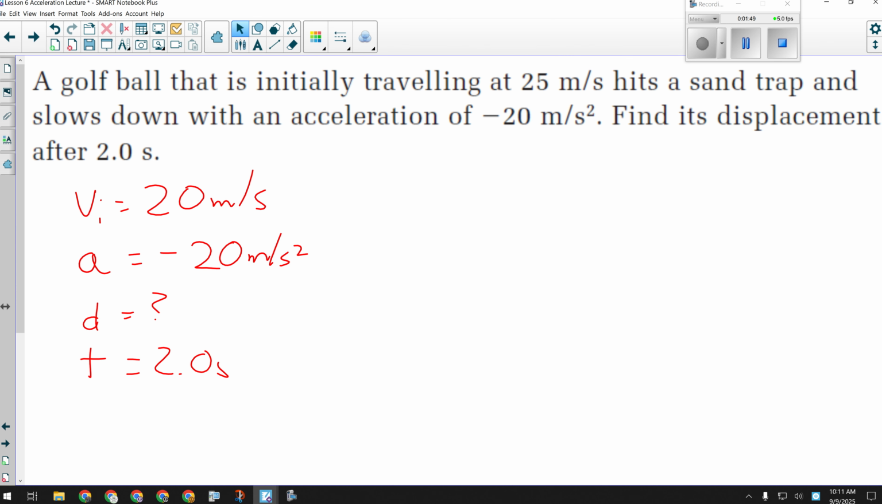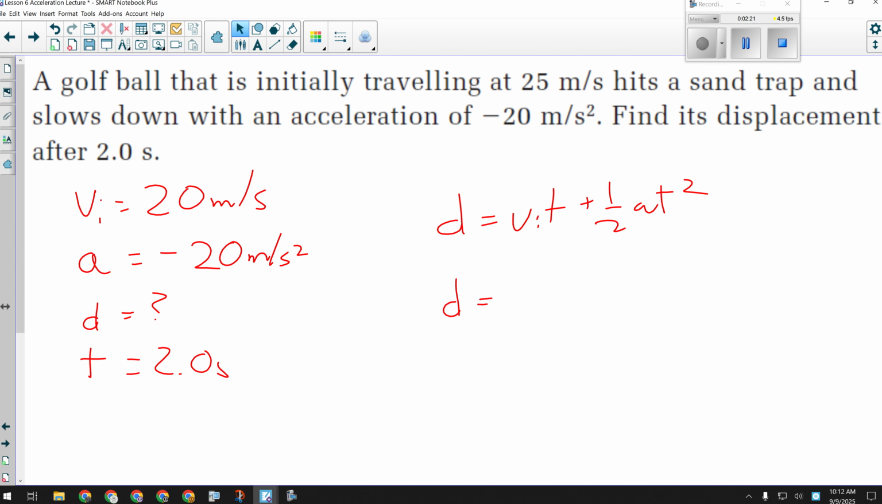Looking on your formula sheet, which one should I pick? Sarah, you got one? Yeah, which one? Which formula should I use? D equals VI times T plus 1/2 AT squared. Awesome. Exactly that one. Because this is the one that's got all the things I have and the thing I'm looking for. And even better news, I don't have to manipulate it. It's already set up for D. So all I have to do is plug in my numbers.